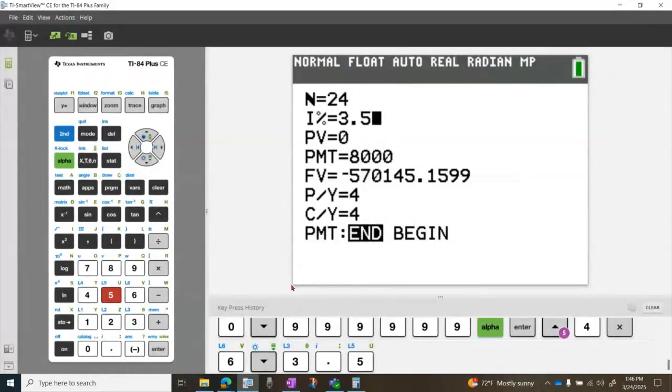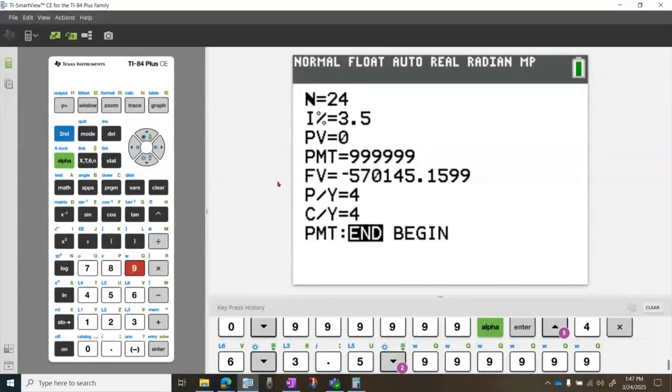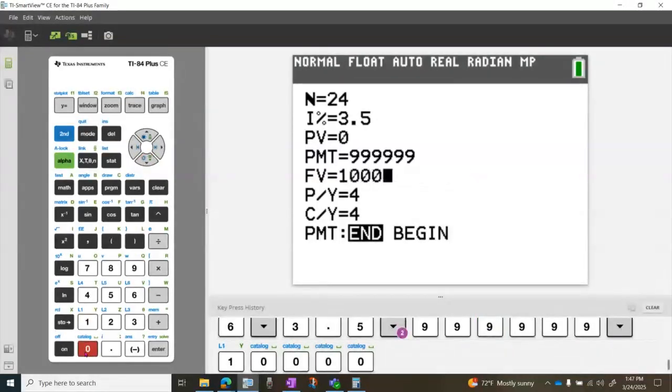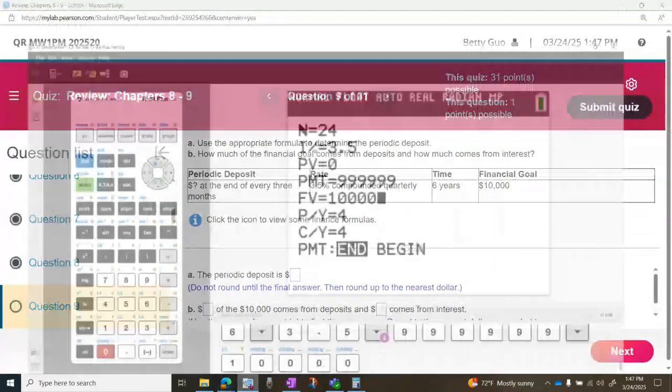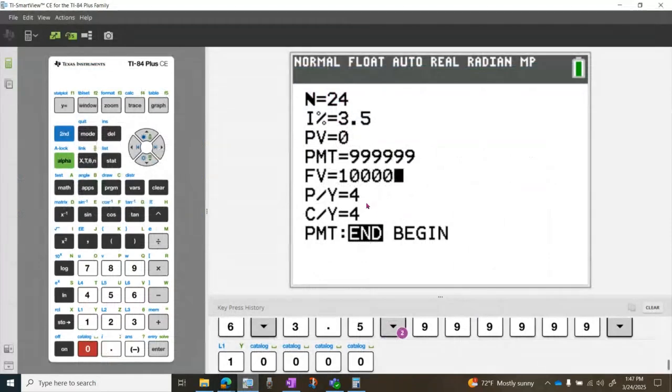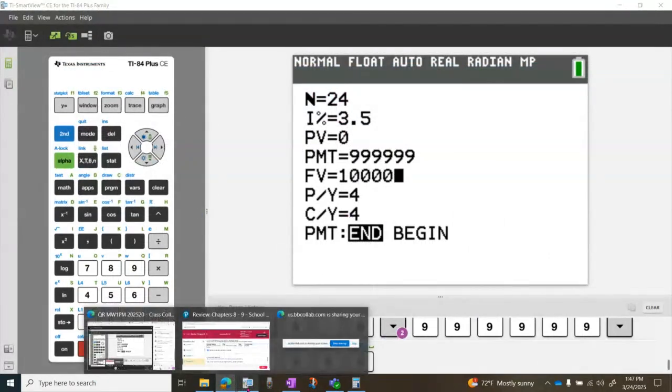Interest rate 3.5. PV is always 0 for annuity. Payment we don't know. Payment is the number we are trying to figure out. So put 9999 to hold the place, a reminder that we're going to go back later to solve for PMT. Future value, you want to have 10 grand. Yeah, 4 zeros. And P per Y, C per Y is 4. This is just, I think, a coincidence. Always 4.